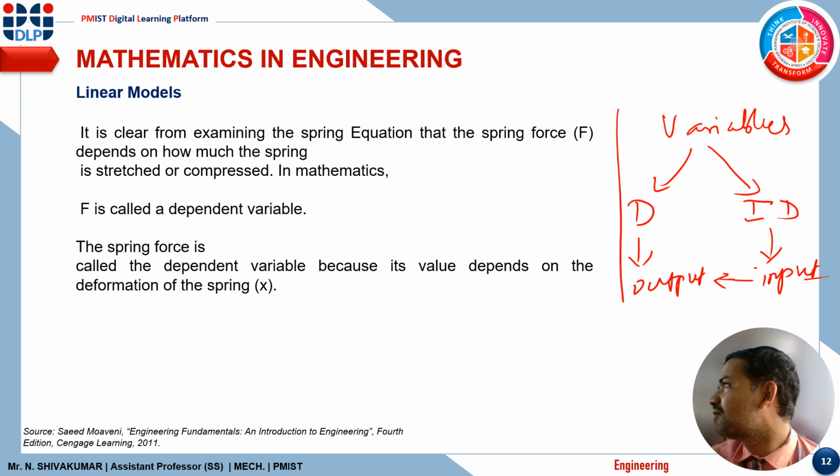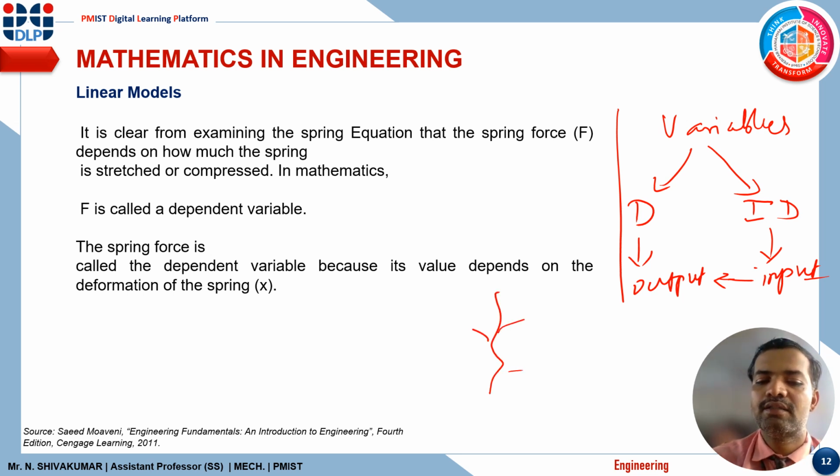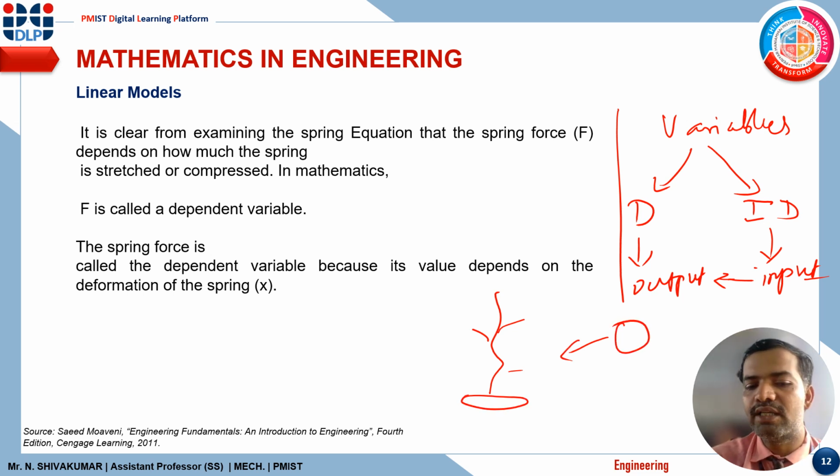Output is dependent on input. Input can be changed. Say, for example, if you grow a plant, there are different variables. Exposure to sunlight is a variable, and the amount of water present in the mug is another variable.